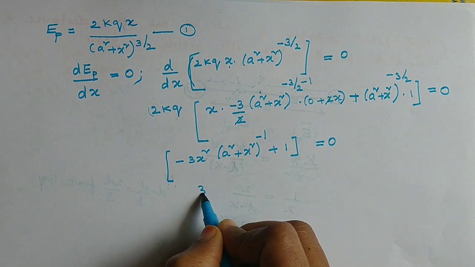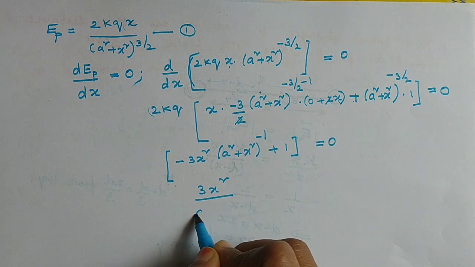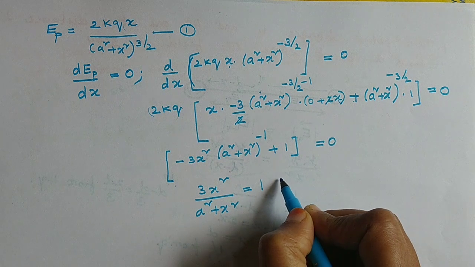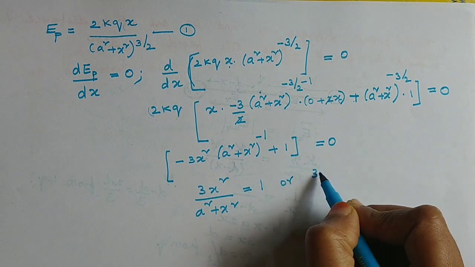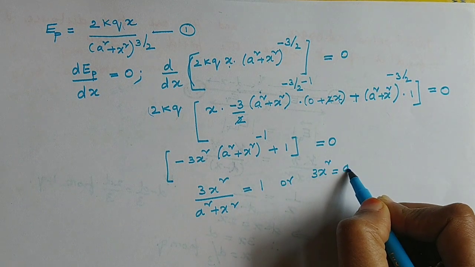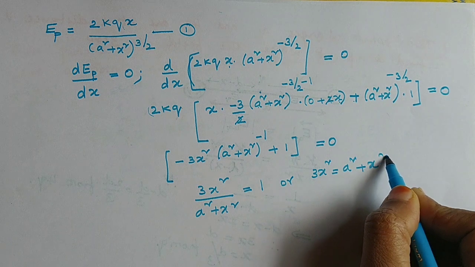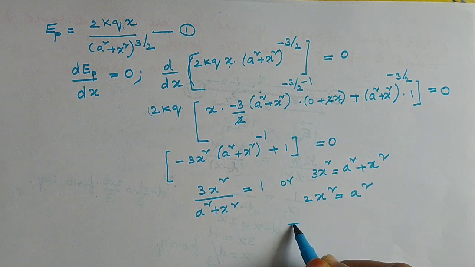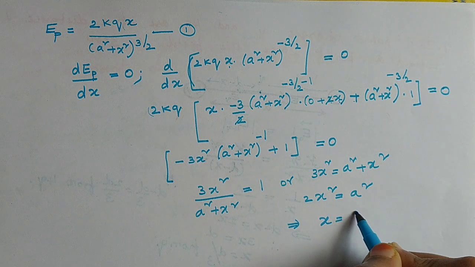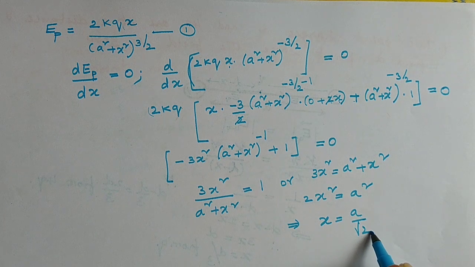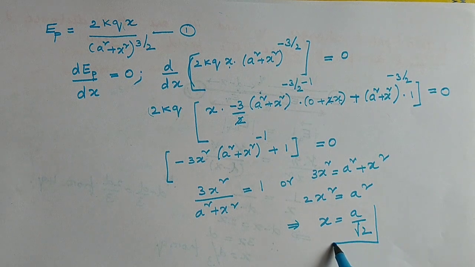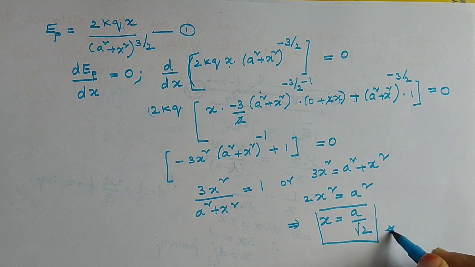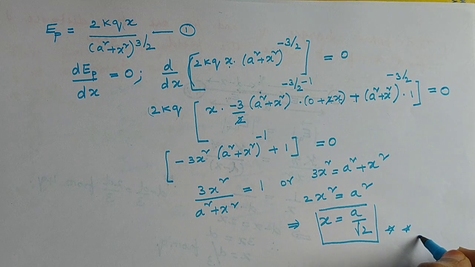So simplify it. 3x square by (a square plus x square) should be 1, or 3x square is a square plus x square, or 2x square equals a square, implies x should be a divided by root 2. So when x is equal to a by root 2, this is the point where the field would be maximum.